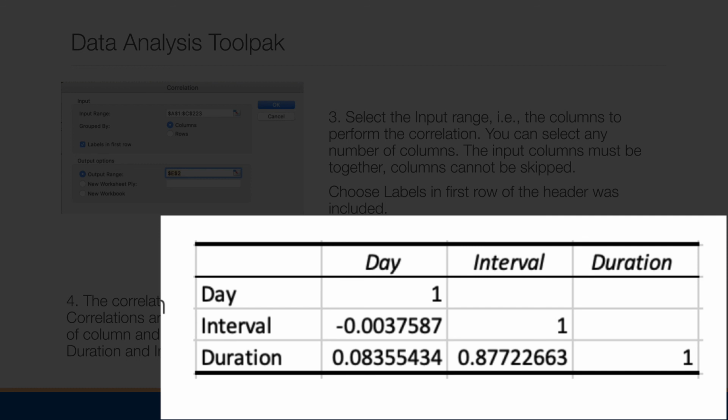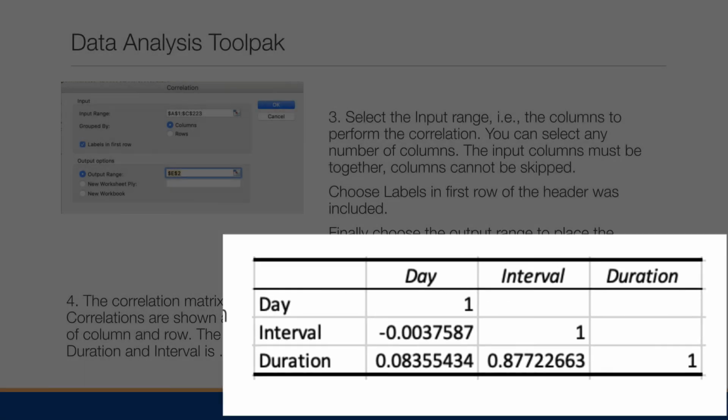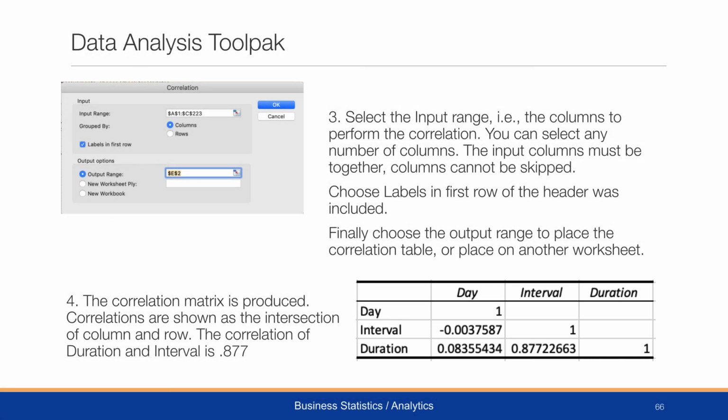But then when we get below, we're looking at the day and duration, and day and interval, and then the other one is duration and interval. And that's the one that we're looking at here, which is 0.87. So that means there's a 0.87 correlation between the duration and interval, which is a very strong correlation.